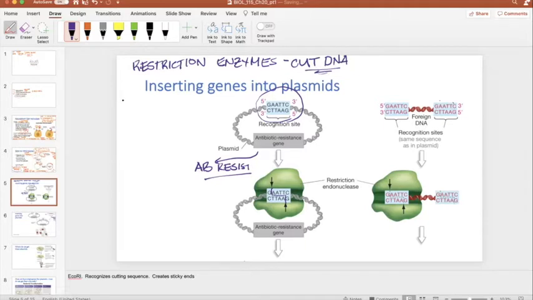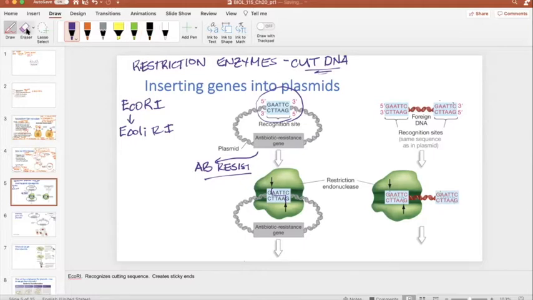The one that I'm going to tell you about today is perhaps the most famous of them. It's called EcoR1. Eco stands for E. coli. R stands for restriction enzyme, and 1 stands for the first one we characterized. Now, even though there are many, many different restriction enzymes, they all work in the same way. So let's talk about that.